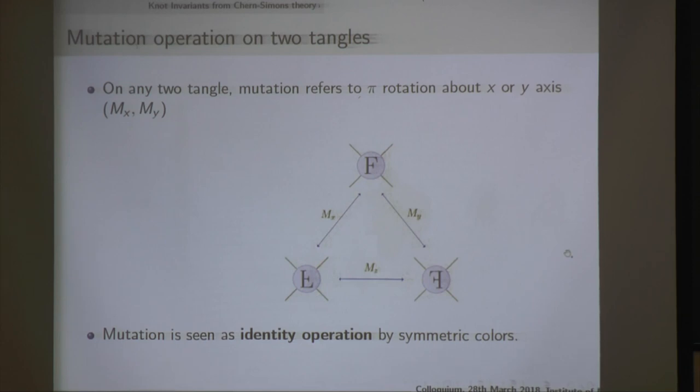So this was the puzzle, and later on we realized it is only an identity operation for symmetric colors, not for arbitrary colors. And we need to go beyond symmetric, like mixed representations, in SU(3) the octet representation. We need to go to such representations if we want to detect that this mutation operation is no longer an identity operation.